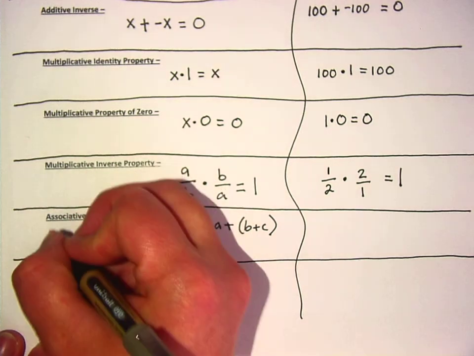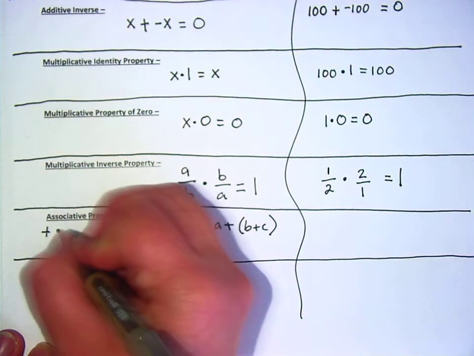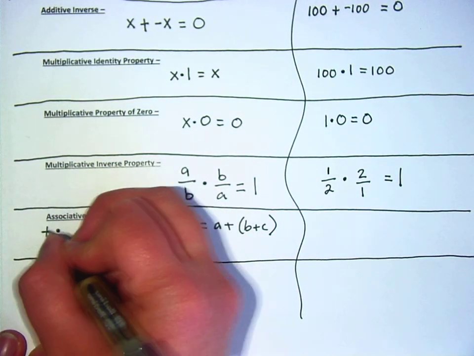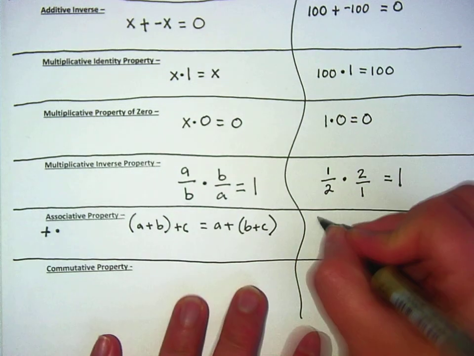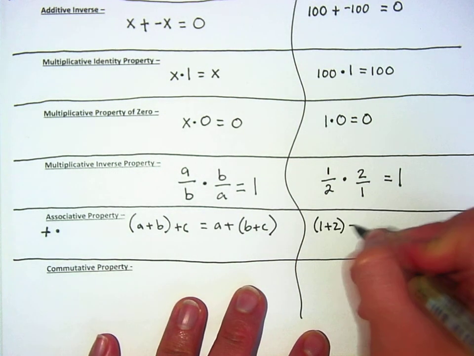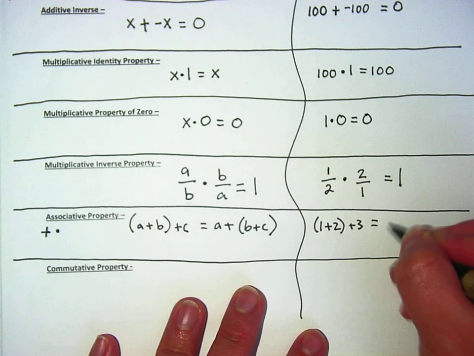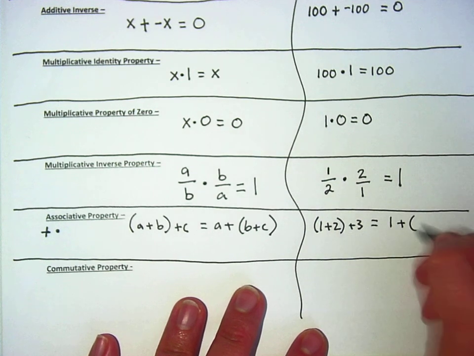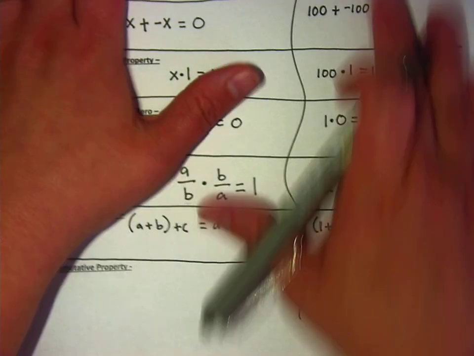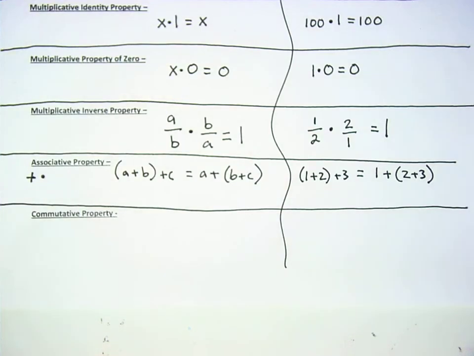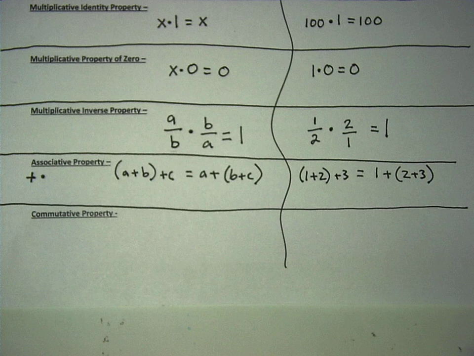And this works for addition and multiplication. So if I add two numbers, let's say it was 1 plus 2 plus 3, and 1 plus 2 plus 3 over here. Notice I'm putting parentheses around the different spots. What does that mean? What am I changing? The order. The order in which I do it.